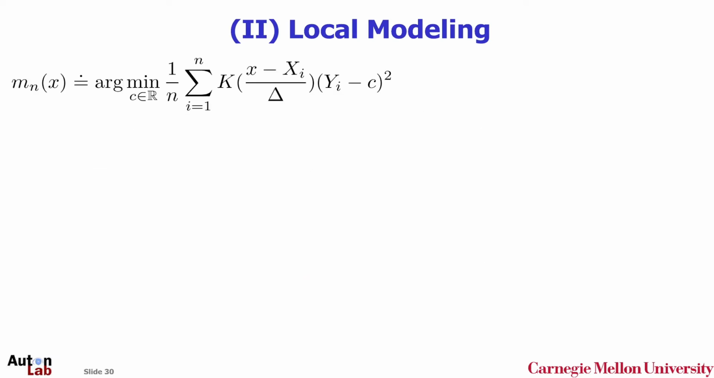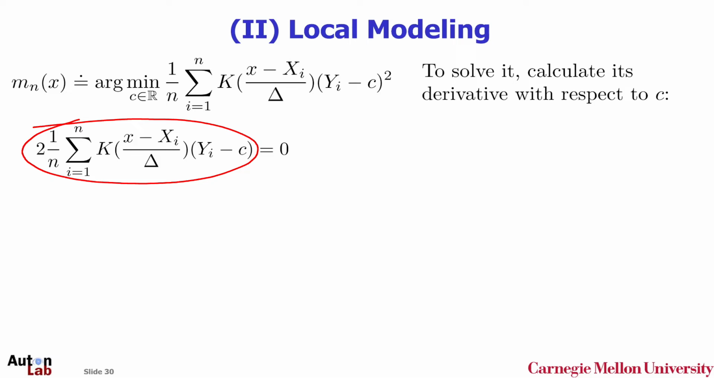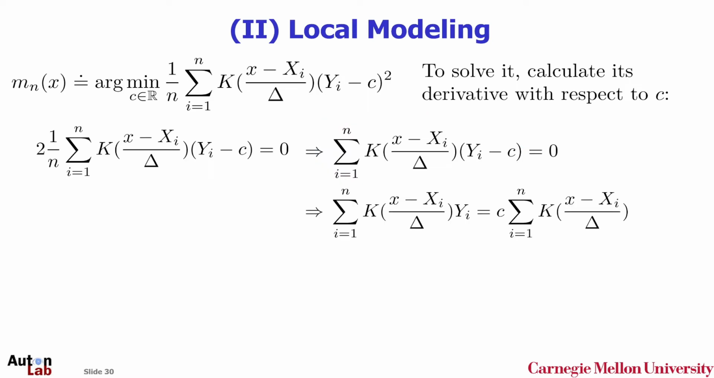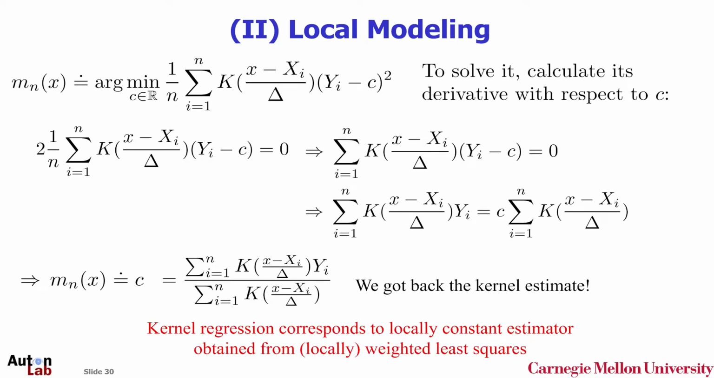To solve this problem, we can calculate its derivative with respect to c and then find that c where the derivative is 0. The derivative with respect to c is simply this expression. We want to find that c where this is 0. We can drop 2 over n, so we just need to find that c where this expression is 0. This is a linear equation in c, and its solution is simply this expression. Interestingly, we just got back the kernel regression estimate. We can conclude that the kernel regression corresponds to a locally constant estimator obtained from a locally weighted least squares regression objective function.